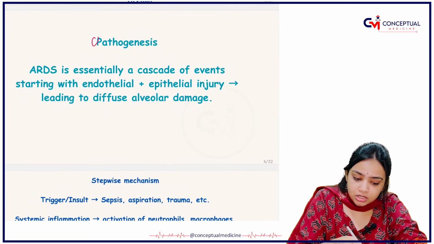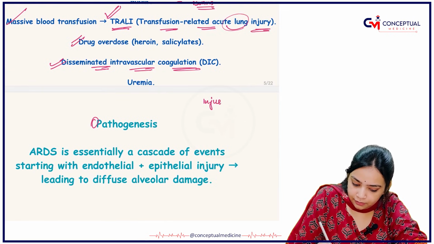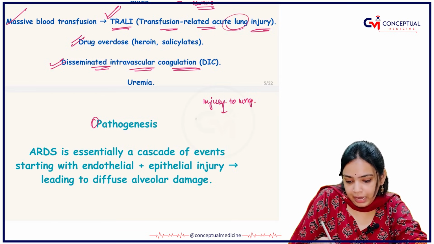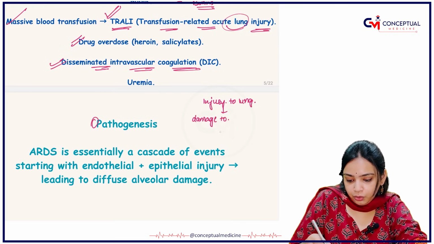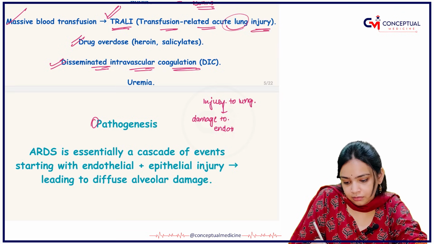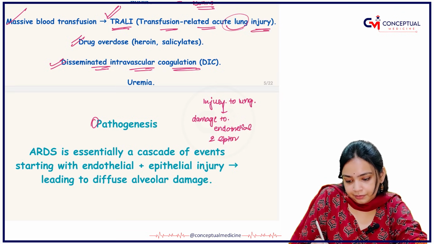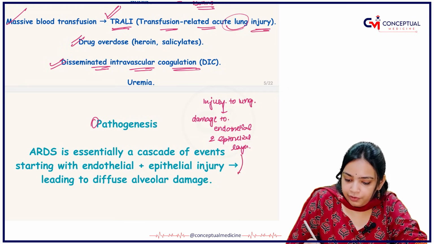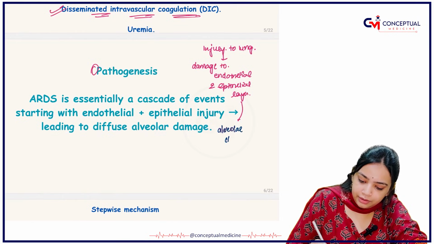What is the pathogenesis? First, there will be injury. Injury to what? Injury to your lung. Then what will happen? There will be damage to the endothelial and epithelial layer, which will eventually lead to alveolar damage.